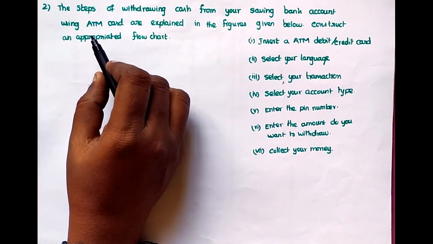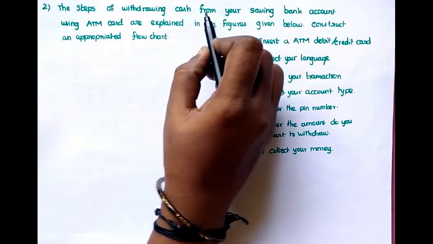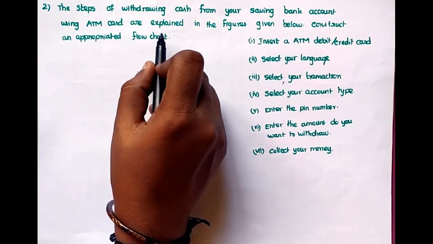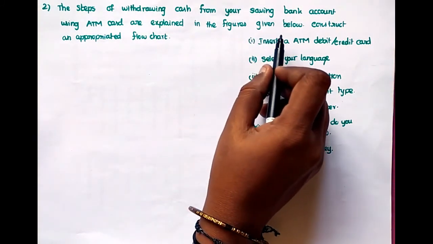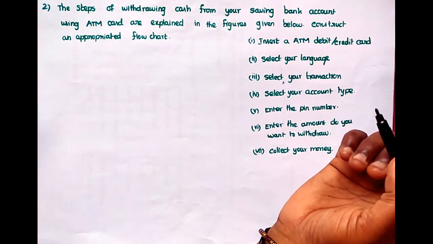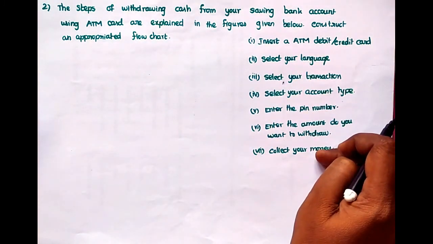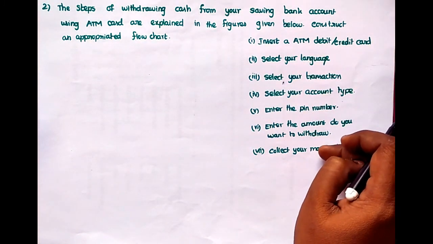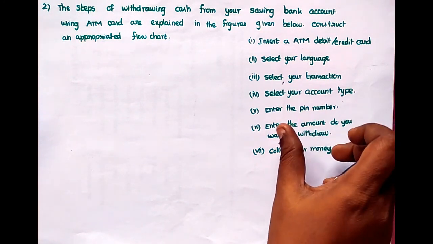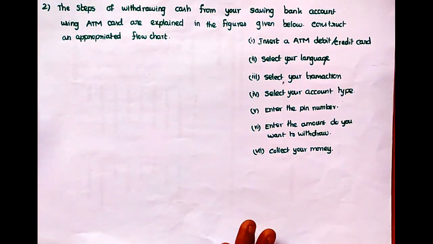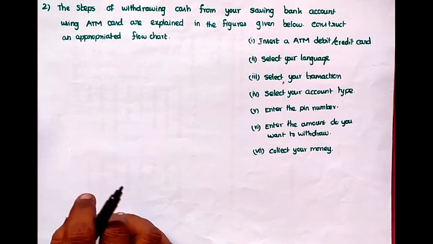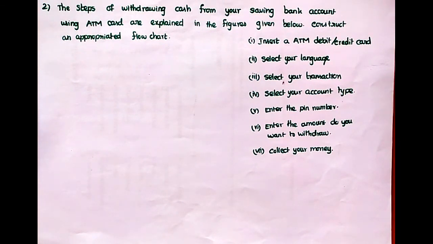Second one, the steps of withdrawing cash from your saving bank account using an ATM card are explained in the figure given below. Construct an appropriate flow chart. They have given the instructions about withdrawing cash from the saving bank account using an ATM card. So we have to draw the flow chart for that instruction. How will you draw that?